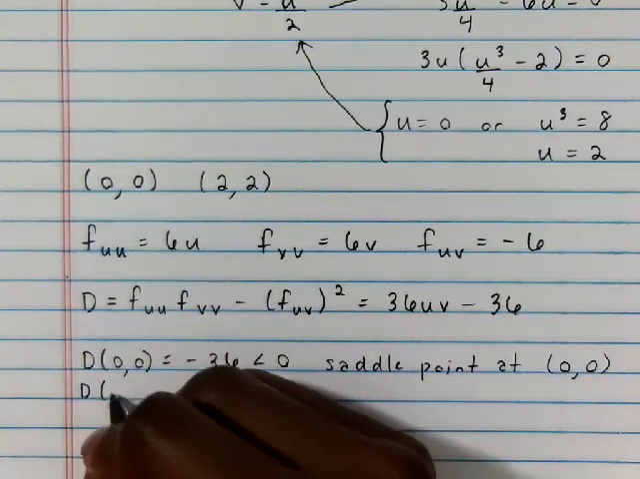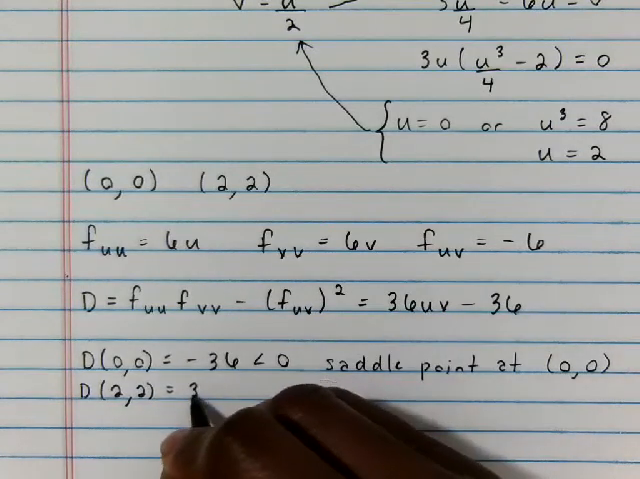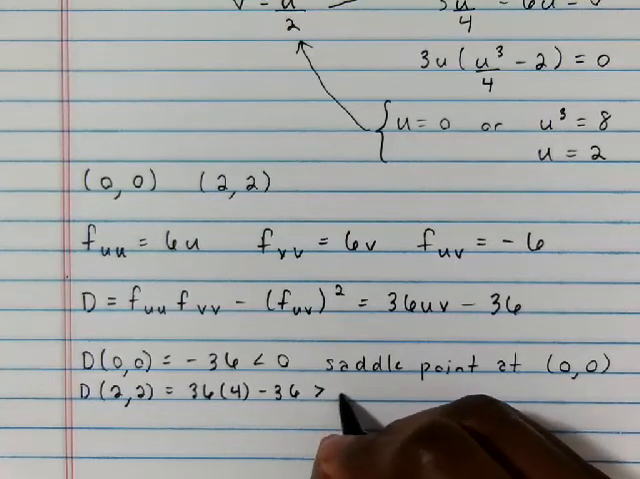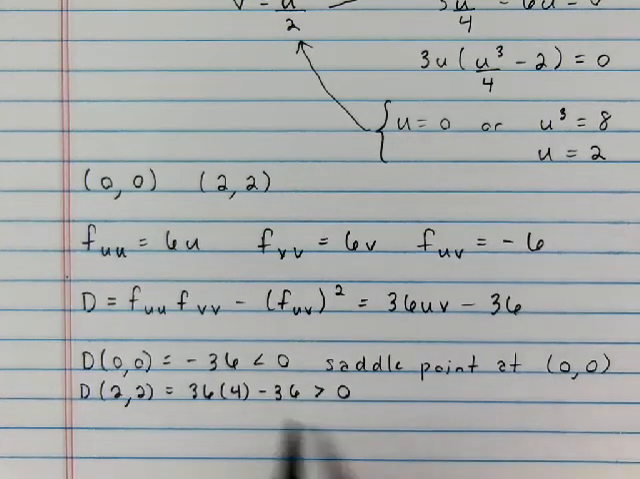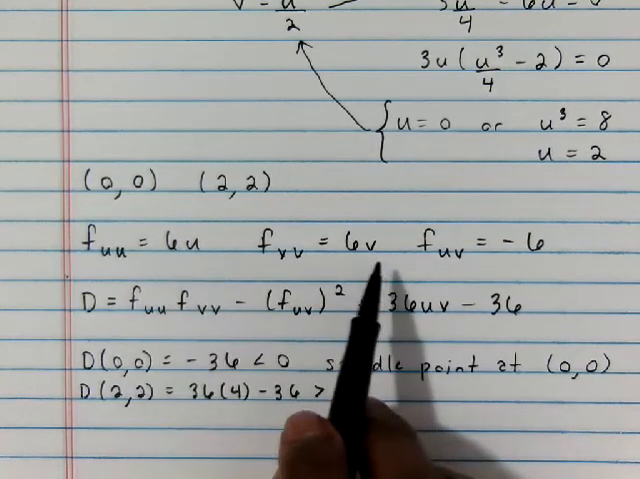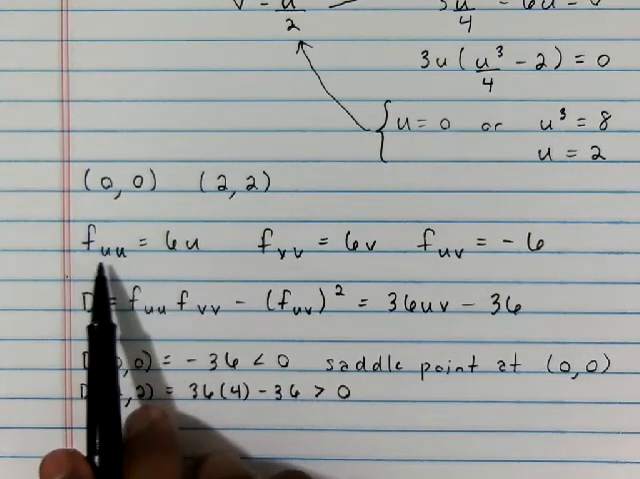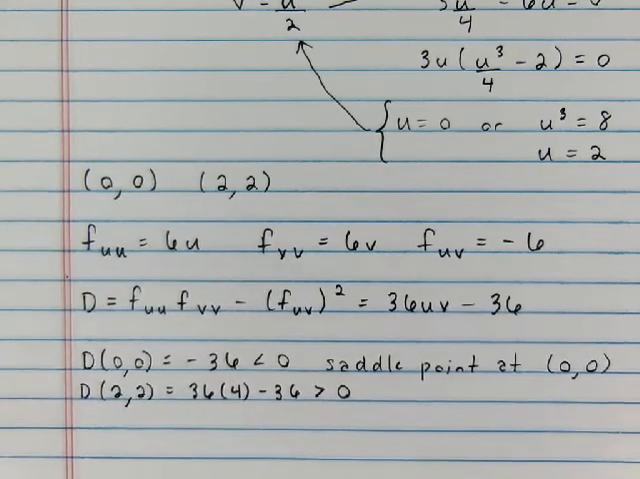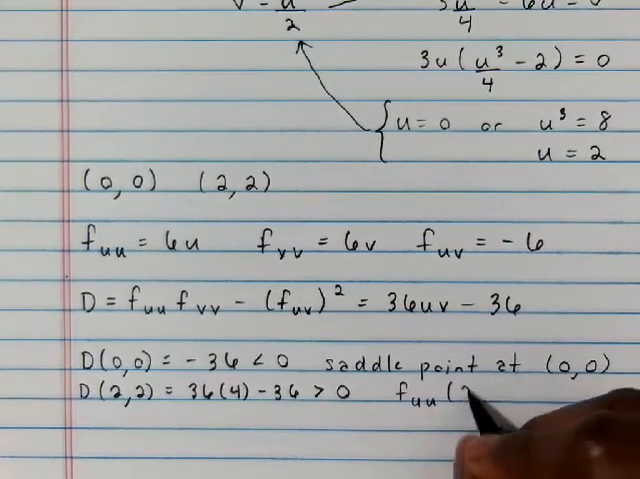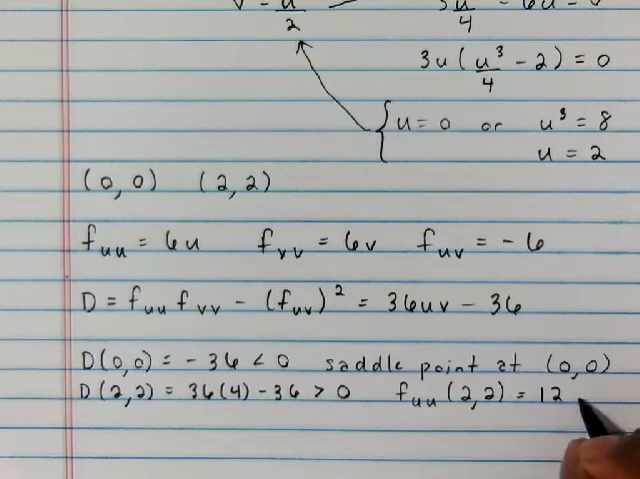So then D of (2, 2) equals 36 times 4 minus 36, and we just care if that is negative or positive, and that's greater than 0. So as soon as that's greater than 0, we take our point and we need to plug it back into either f sub uu or f sub vv. It doesn't matter. I tend to always use the first variable, so in this scenario uu or xx. So f sub uu evaluated at (2, 2) is going to give us 6 times 2, which gives us 12, which is greater than 0.